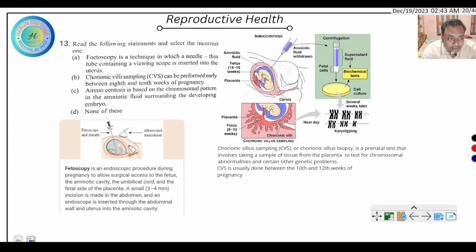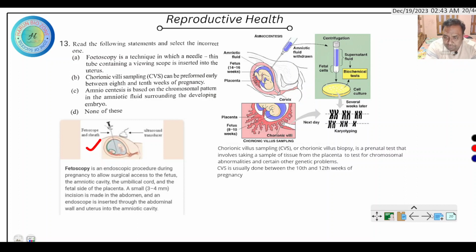And fetoscopy means the cells of the fetus are taken from the fetus, not from the ovary. This is called fetoscopy. All these techniques are used to determine any abnormalities of the embryo.